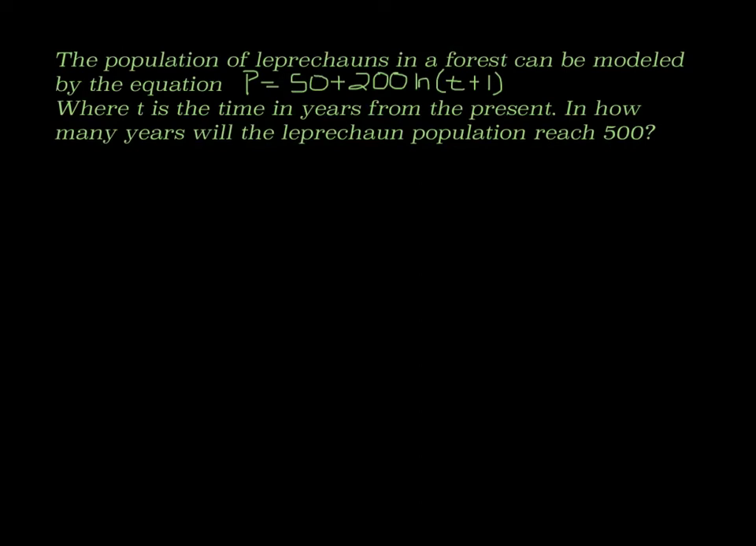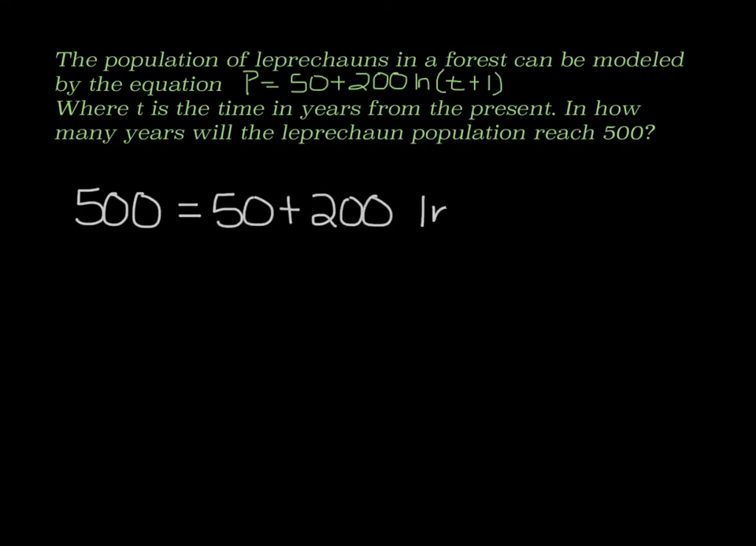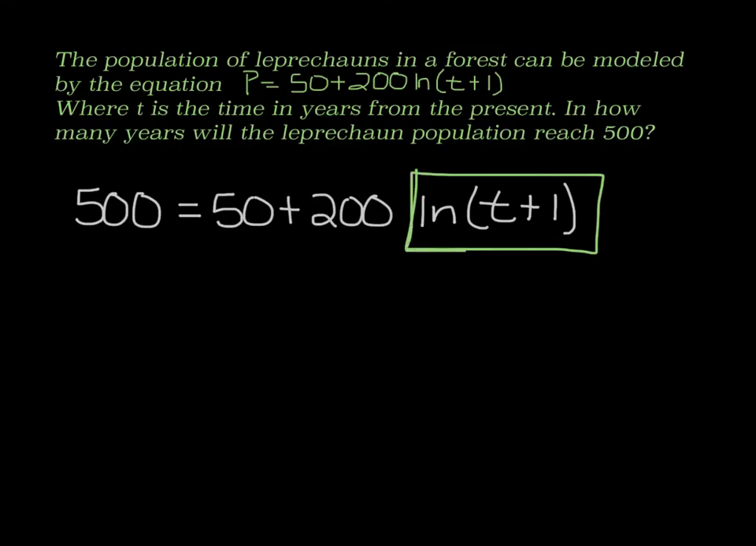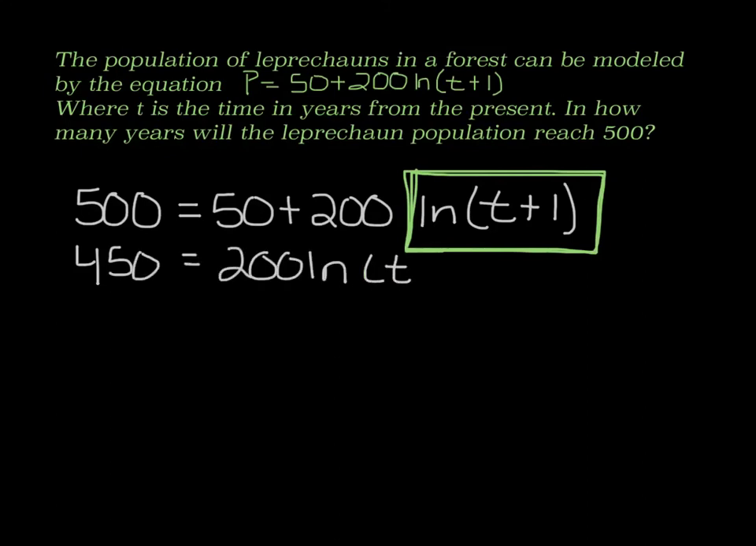So we're going to plug in a 500 for p. Population 500 equals 50 plus 200 natural log t plus 1 in parentheses. Alright, so we need to isolate our logarithm. And in this case, the t plus 1 all goes with the logarithm. So the first thing I'm going to do is subtract 50 from both sides. And I have 450 equals 200 ln t plus 1.